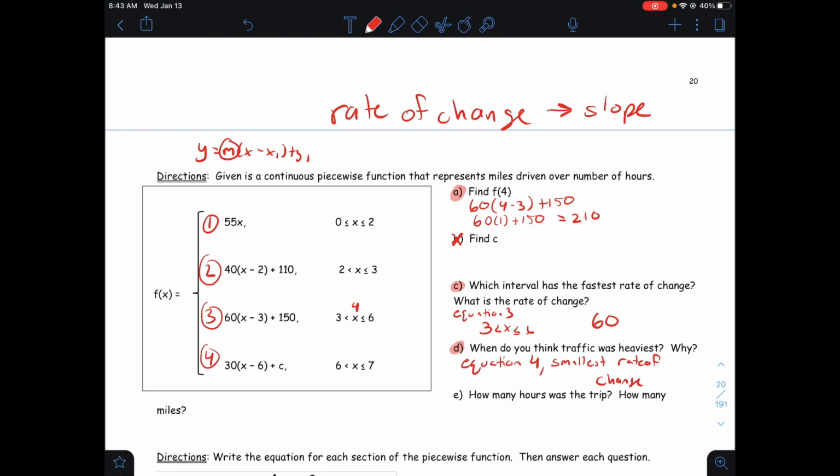All right. And how many hours was the trip? So the trip started at 0 hours and it went to 7 hours. So it was 7 hours long.